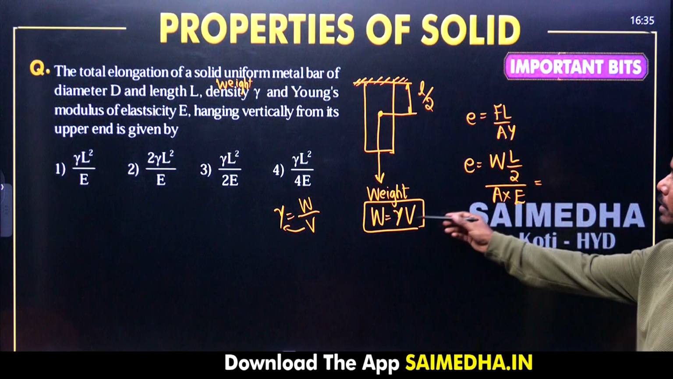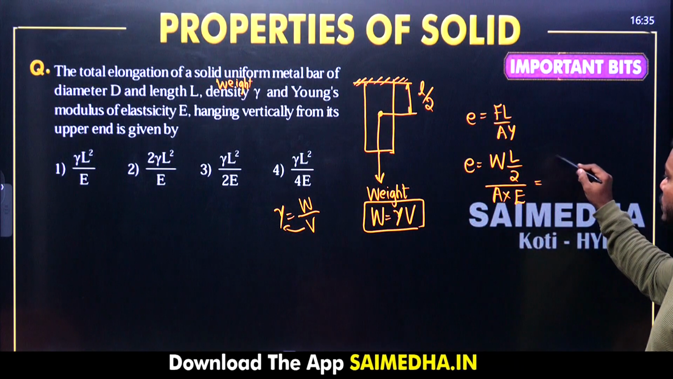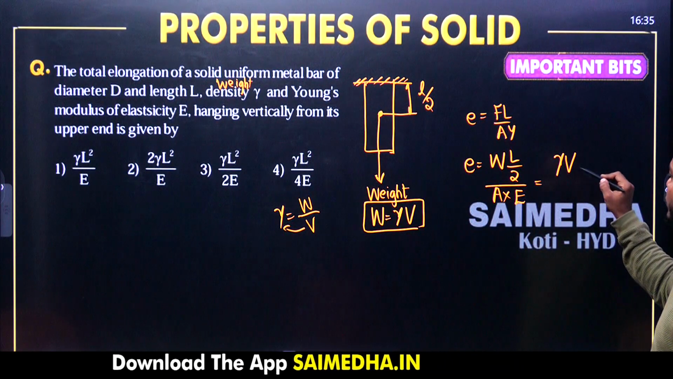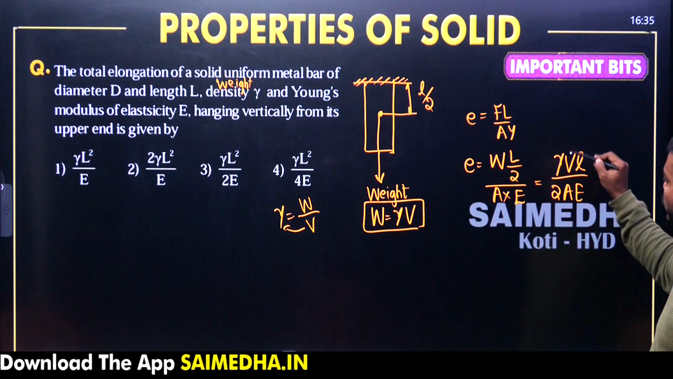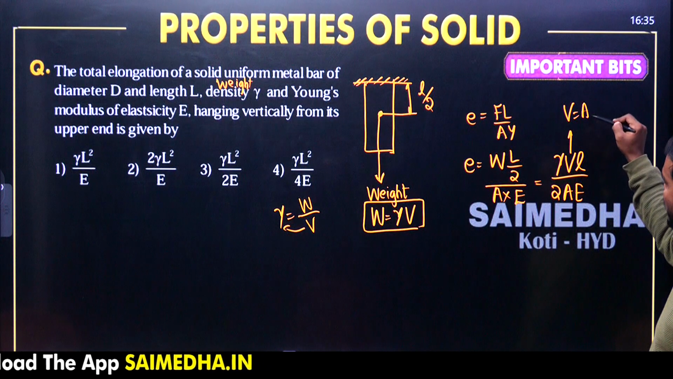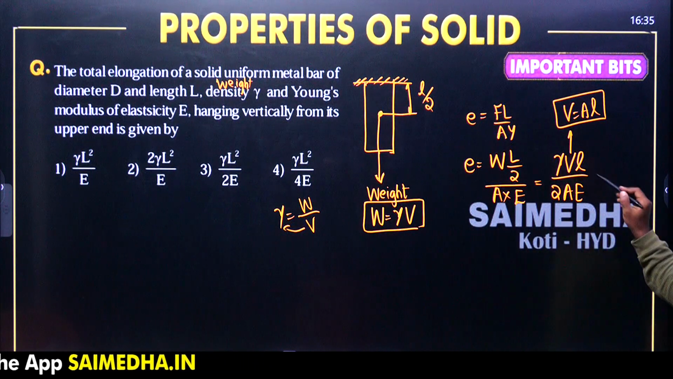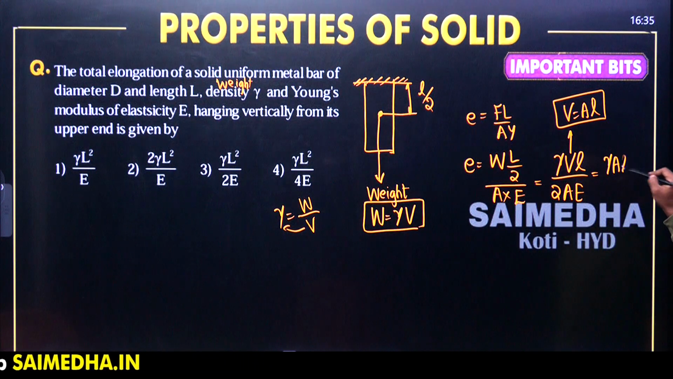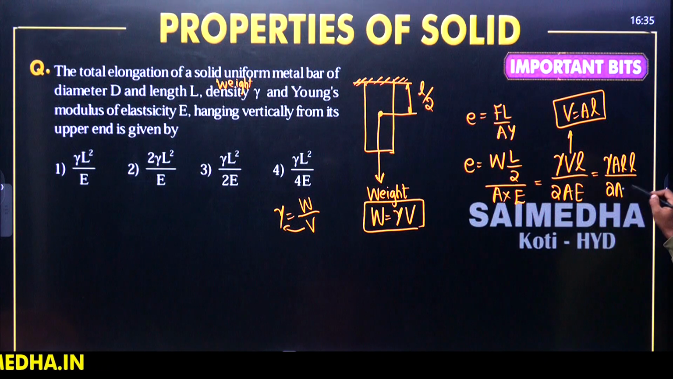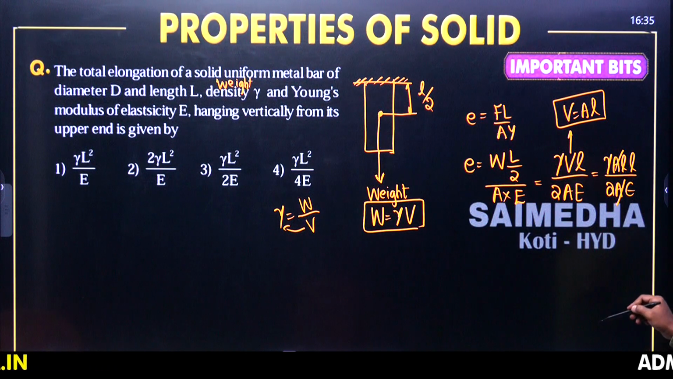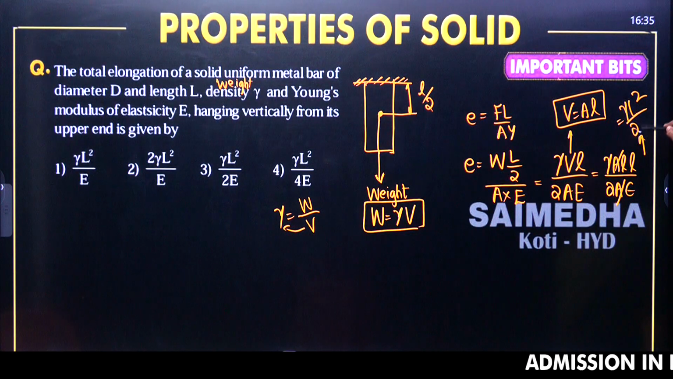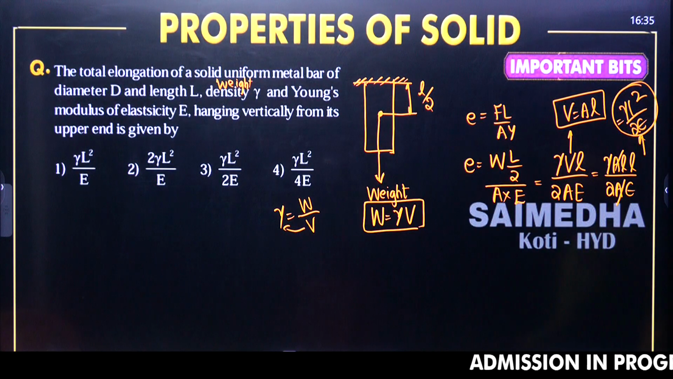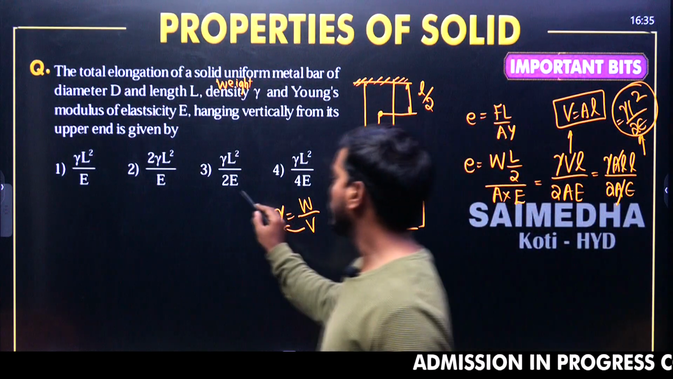We know that W can be written as specific weight into volume. So it can be written as specific weight, volume, L divided by 2AE. Volume is area into length, so gamma A L into L divided by 2AE. The area cancels. The final answer is gamma L square divided by 2E. This is your final answer: gamma L square by 2E.